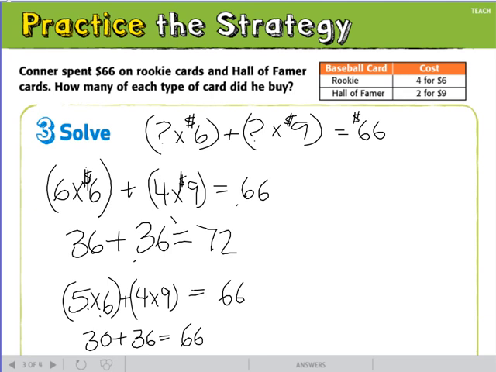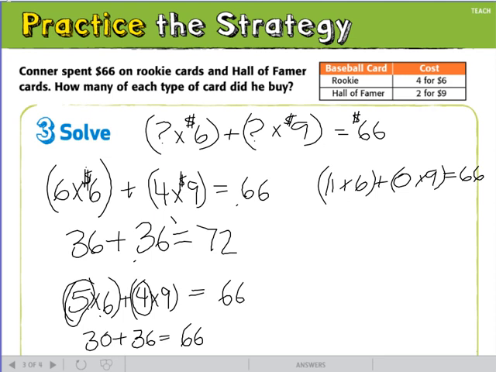Now, this is why there's more than one answer. I could have said there was 11 rookie. He bought 11 sets of rookie cards, and 0 Hall of Famers. Now, it wants to know how many of each type of card, though. Is this how many of each he bought? Yep. Is it? No.